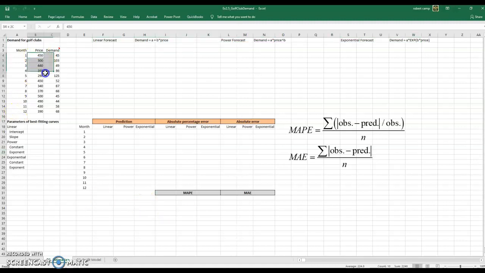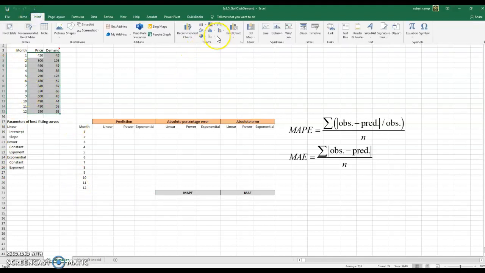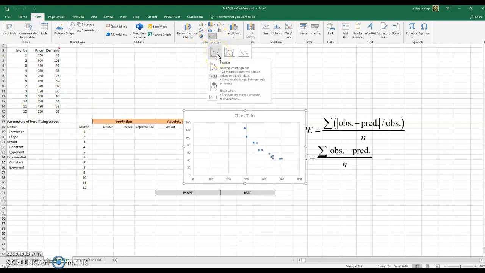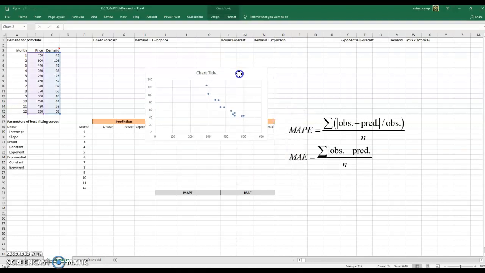So what we're going to do is graph the price versus the demand. We're going to highlight those. We're going to go to Insert. We're going to go here to our chart for the XY scatter, and I just want the data points. Okay, so here we go.